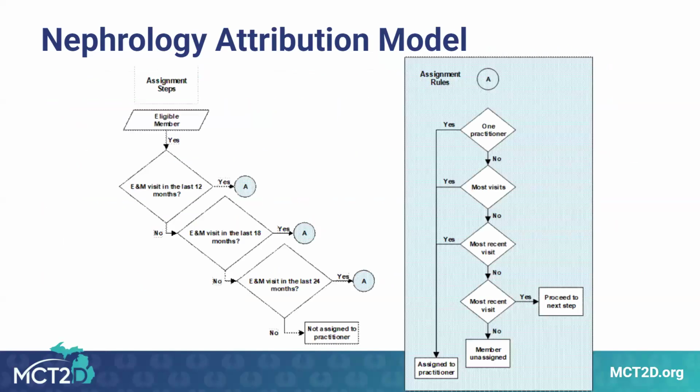Next slide. And this is the attribution model. So first it's looking at when the patient has had their most recent evaluation and management visit. It looks at the first 12 months if they've had a visit.